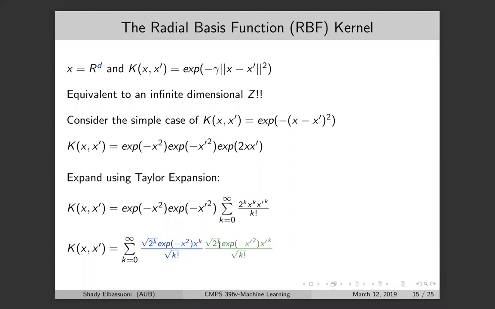Basically, you have x to the power of 0, x dash to the power of 0, plus x to the power of 1, x dash to the power of 1. Remember when we did the nonlinear transform and then did the dot product, we get something similar. So just know that this corresponds to an infinite dimensional Z space, without really having to worry too much about the details. And the hyperparameter is the gamma.